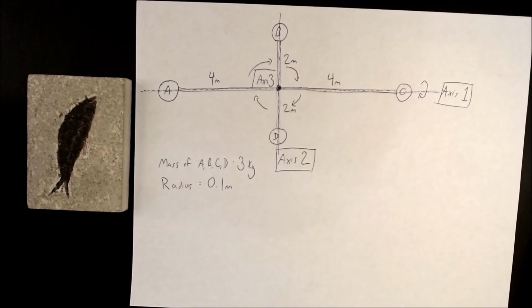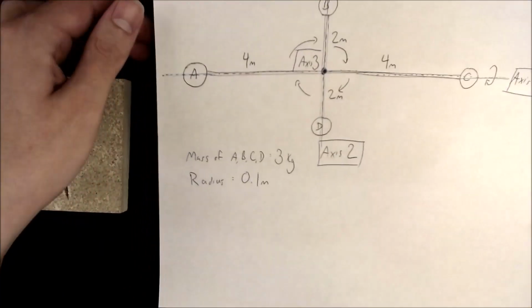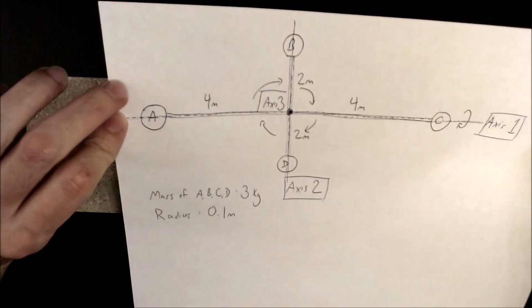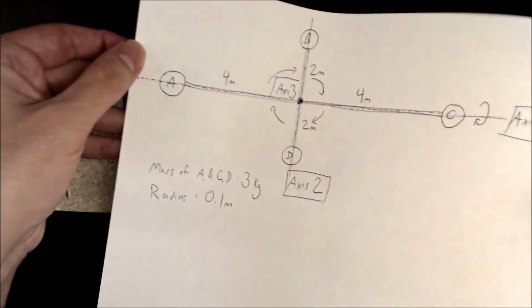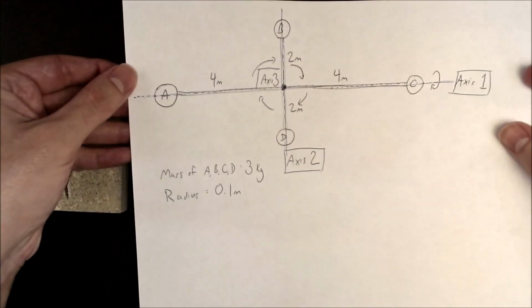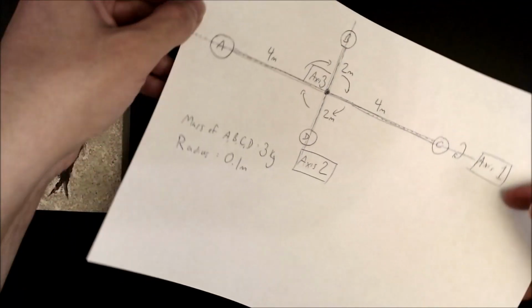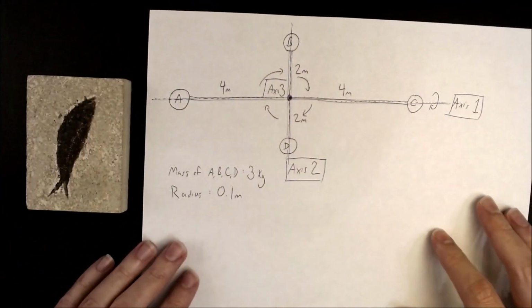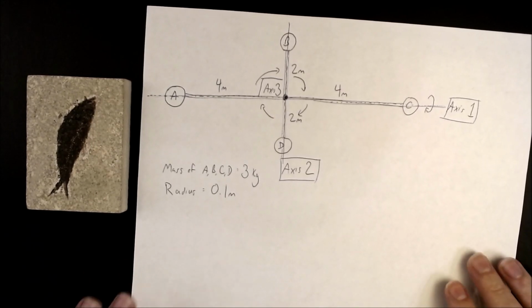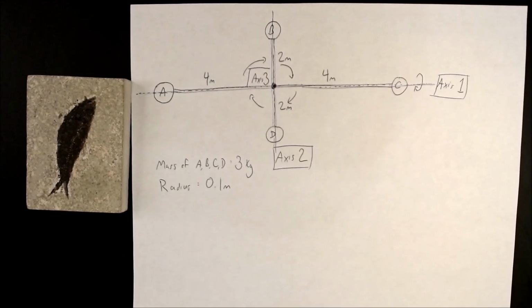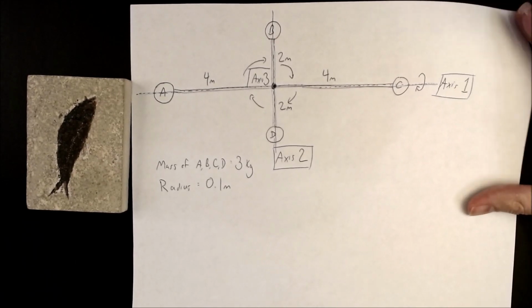So, to help you visualize this, we can just take the piece of paper and rotate it like this through axis 1, or rotate it like this through axis 2, or rotate it like this through axis 3. Those are the 3 types of rotations that we can do very easily with this. Well, we should figure out the moment of inertia of this apparatus through all 3 of those axes.